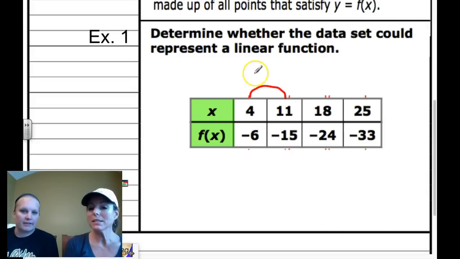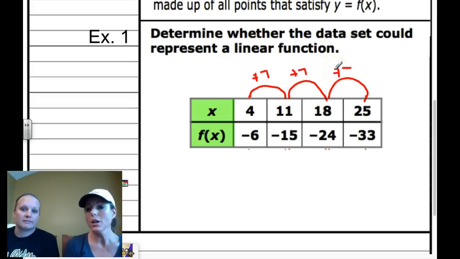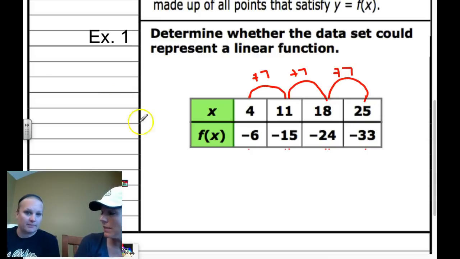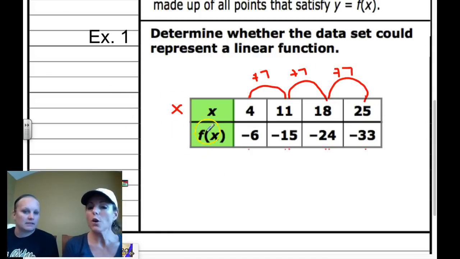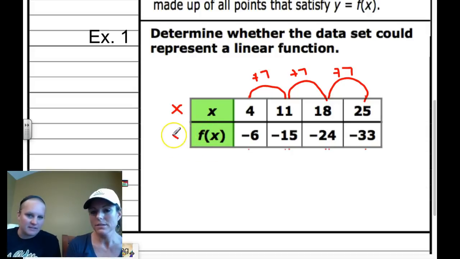They're going up by 7. And from 11 to 18, they're going up by 7. And from 18 to 25, they're going up by 7. So far, so good. We're constant. That's our x's. So let's see if our y's are constant. Remember, f of x is the same as y.